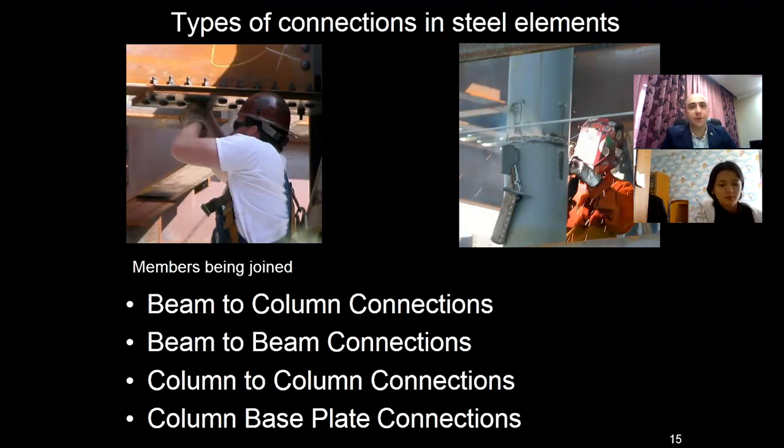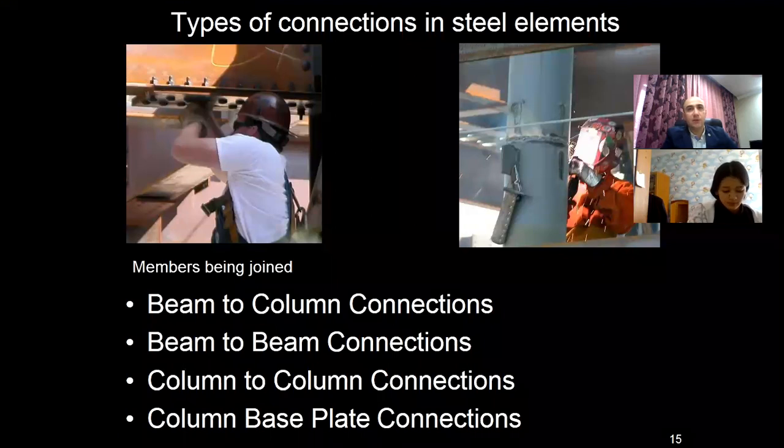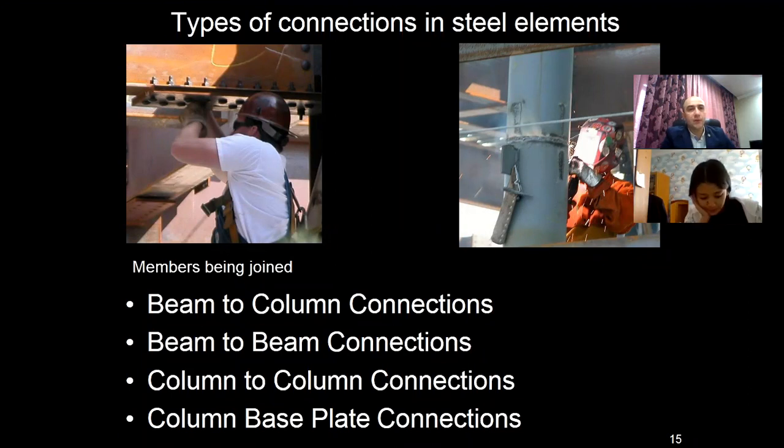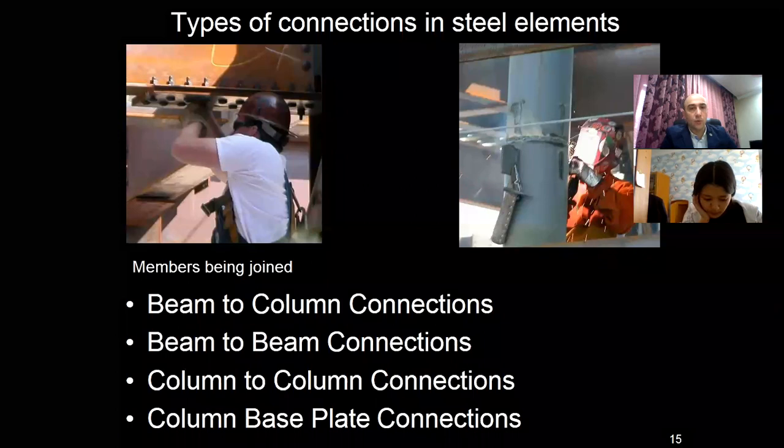We're going to continue our last lecture about types of connections in the steel elements. In the previous lesson, we discussed several types of connections, and in general we discussed steel constructions, the area of application, and so on. Today we'll start discussing in depth the main members being joined, the classification, and so on.